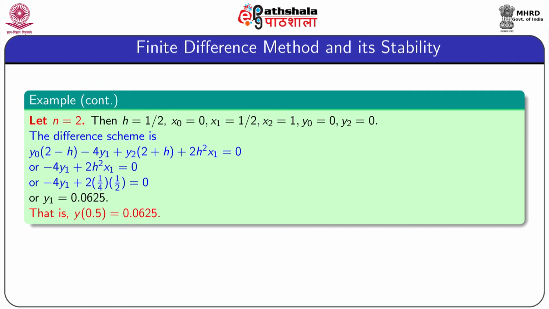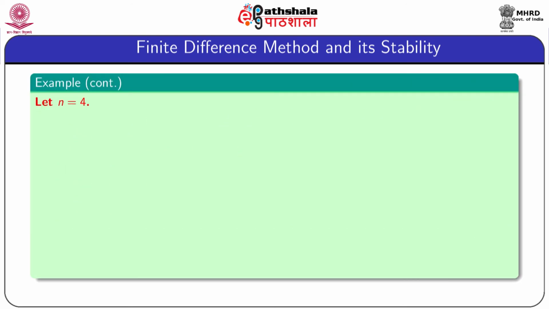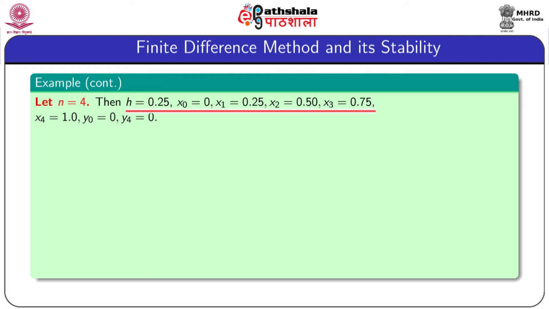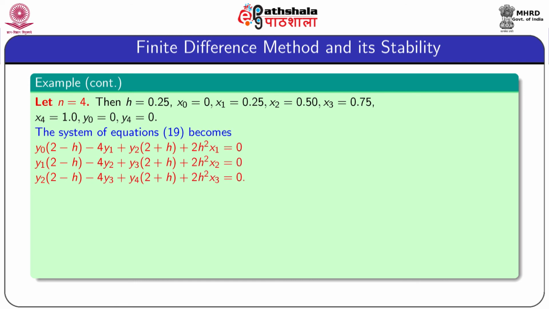Finally, y at 0.5 equal to 0.0625. Now, we divide the entire interval into 4 parts or 4 sub-intervals. That means we assume that n equal to 4. In this case, h equal to 0.25, x0 equal to 0, x1 equal to 0.25, x2 equal to 0.50, x3 equal to 0.75 and x4 equal to 1.0, and the initial conditions are y0 equal to 0, y4 equal to 0. So, in this case, equation 19 becomes these three equations.